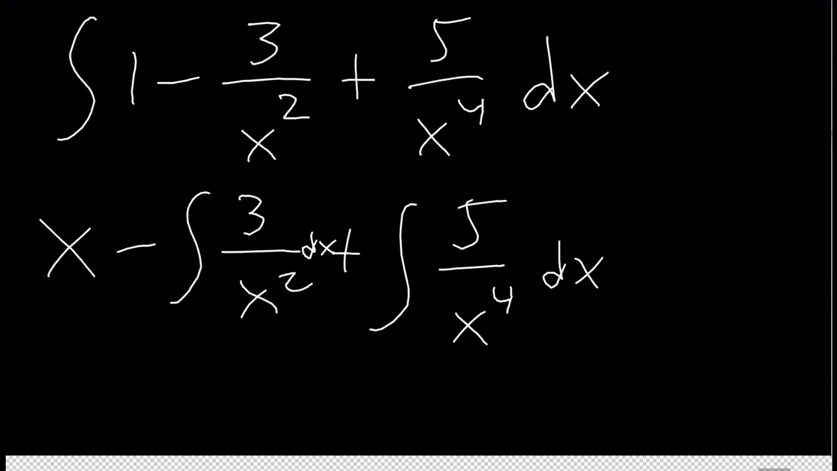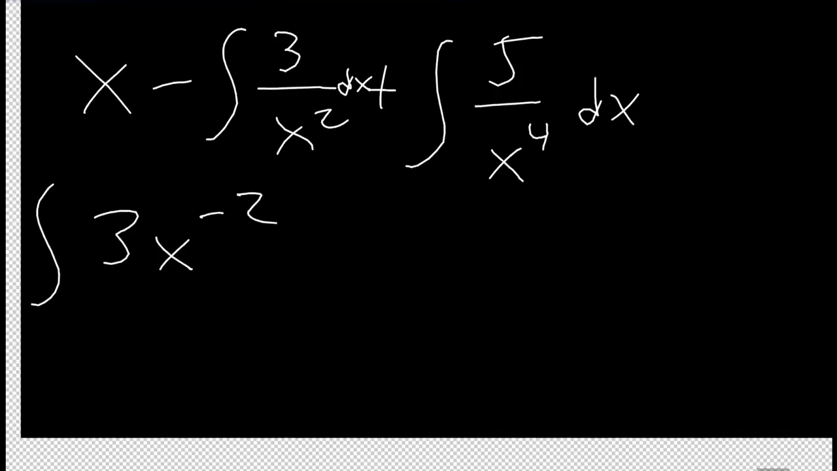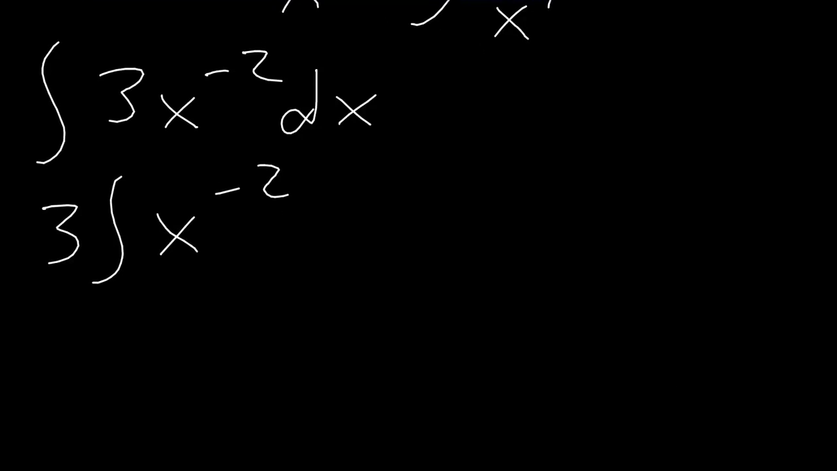Okay, so now we can just take the integral of these separately, because they're not immediately obvious from the power rule or from any of our formulas, so we're going to have to simplify things a bit. So let's tackle this one separately. This is just the integral of 3x to the negative 2 by rewriting it, and then we can pull the 3 out. So it's 3 times the integral of x to the negative 2 dx for both.